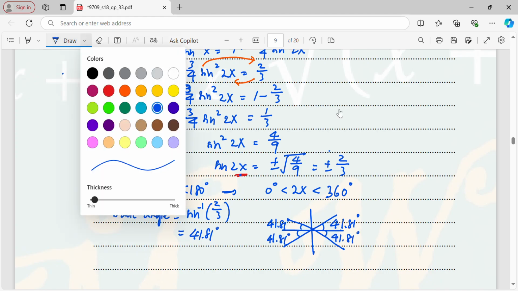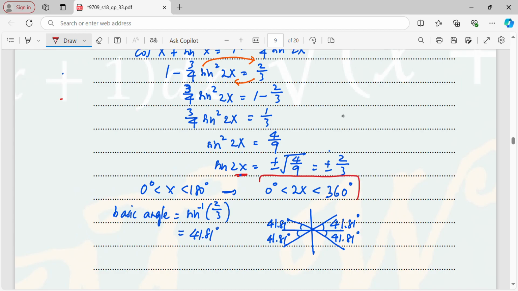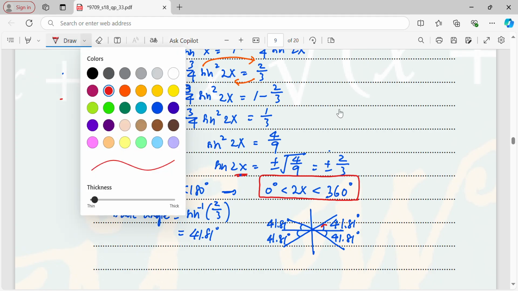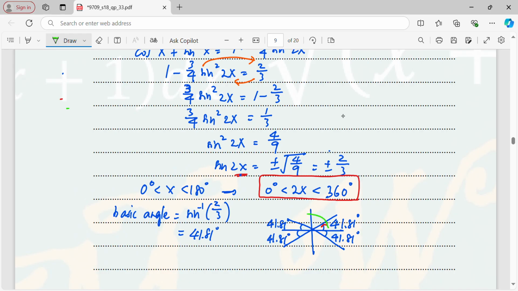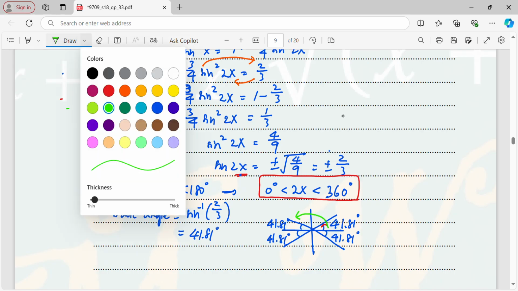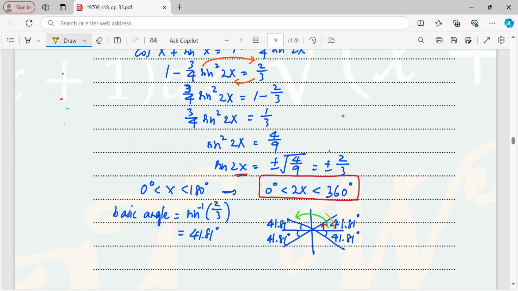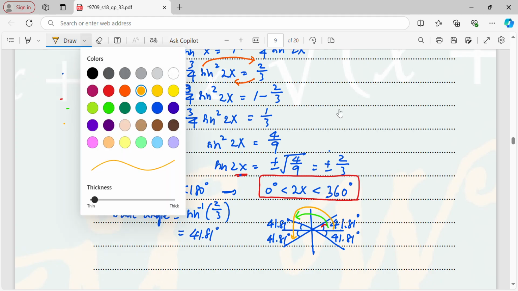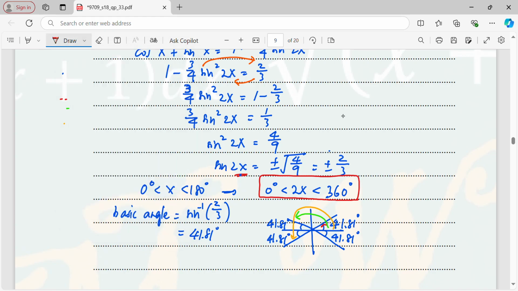Now by looking at the latest interval, we can accept the values of 2x from 0 to 360 degrees. That means my first angle is the basic angle. Then my second angle will be the angle in the second quadrant, that is 180 minus 41.81. And then my third angle will be in the third quadrant. That means you have to add 180 to 41.81. And lastly, it will be the fourth angle, which is in the last quadrant.